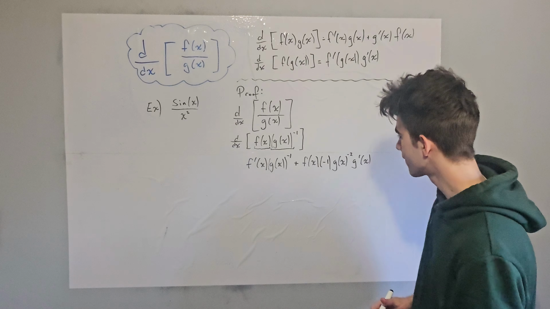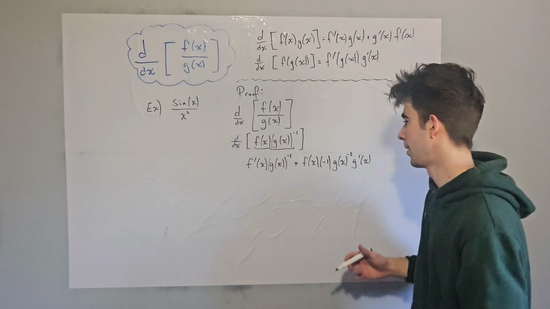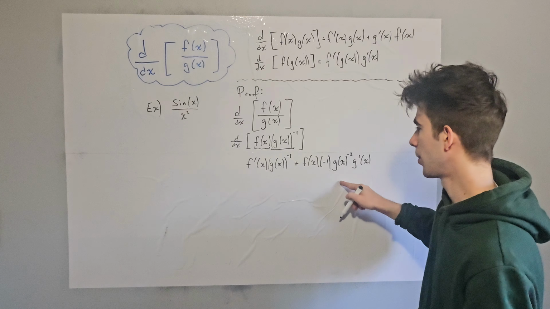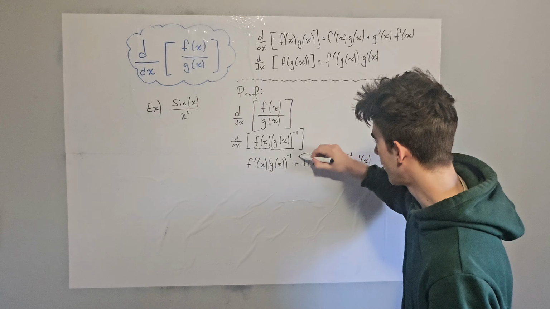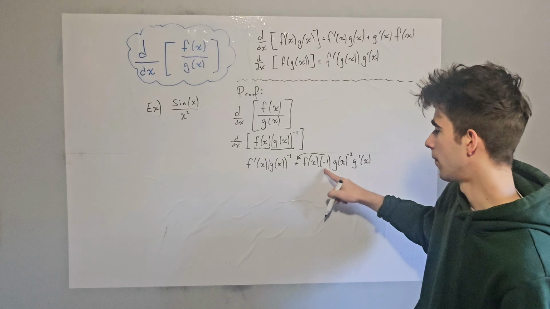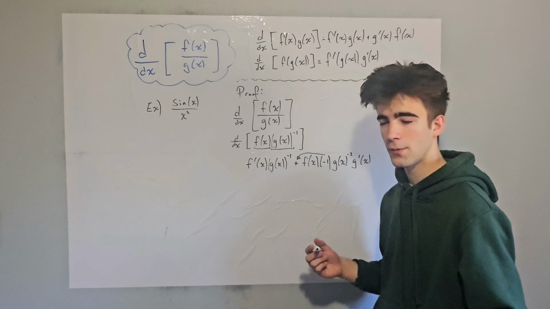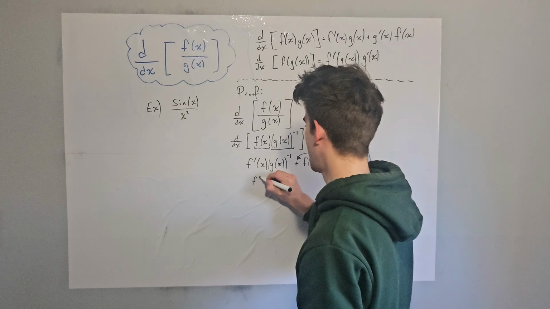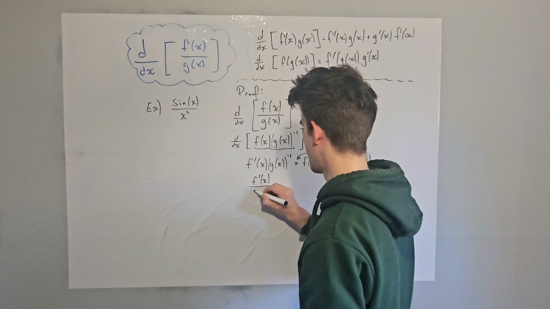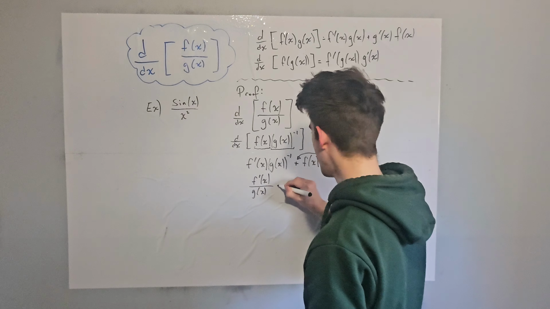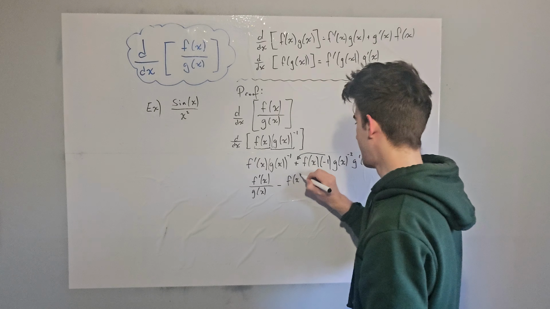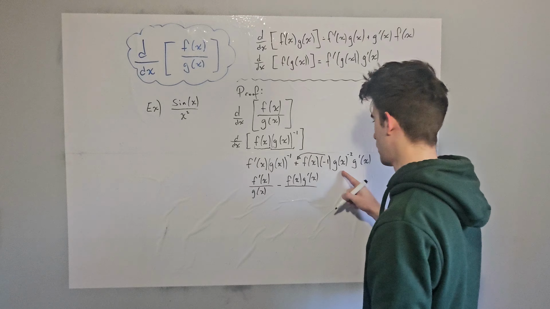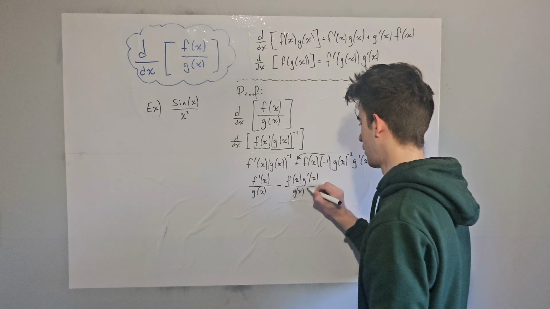There we go. Let's do some simplification. I'm going to flip all of these into the denominator, all these negative exponents, and I'm also going to write this as minus, because that negative 1 there will mean this is all being subtracted. So we have f prime of x over g of x minus f of x g prime of x over g of x squared.